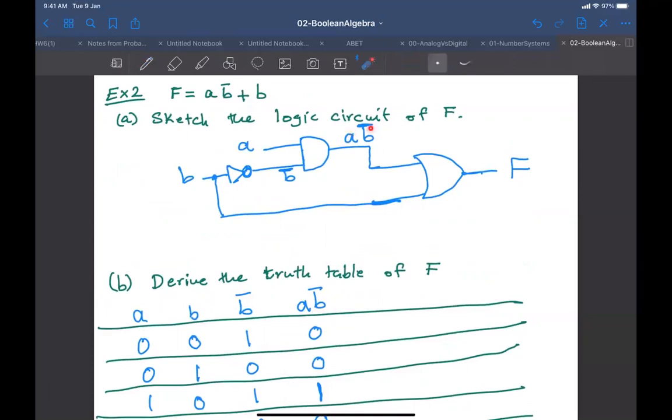this signal with this signal, right? But this signal, we have it already. And this signal, we have it here. So this signal is B, and this signal is A B complement. And if we OR these together, we get F, right?